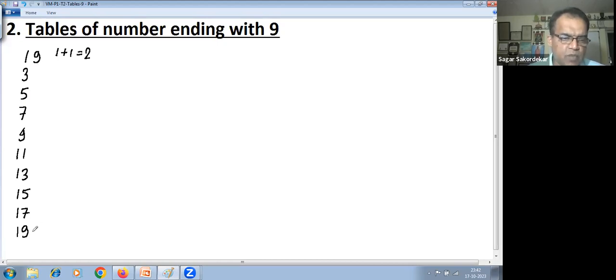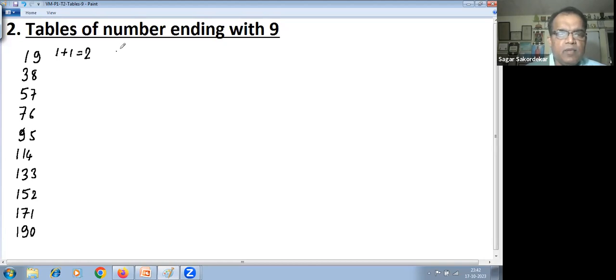When you get that, you have to just stop and write 0, 1, 2, 3 from bottom to top like this. 0, 1, 2, 3, 4, 5, 6, 7, 8, and 9 is already there. That completes the table of 19.